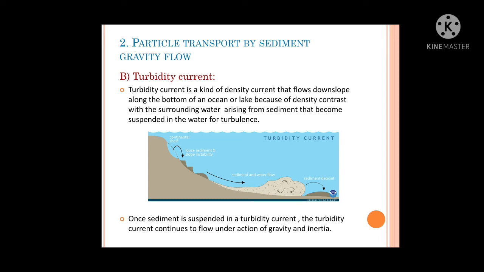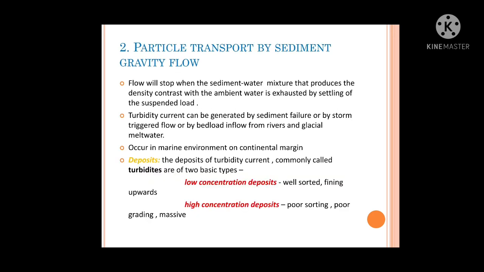Turbidity current. Turbidity current is a kind of density current that flows downslope along the bottom of an ocean or lake because of density contrast with the surrounding water arising from the sediments that become suspended in the water owing to turbulence. Once sediment is suspended in a turbidity current, the current continues to flow for some time under the action of gravity and inertia. Flow will stop when the sediment-water mixture that produces the density contrast with the ambient water is exhausted by the settling of the suspended load.